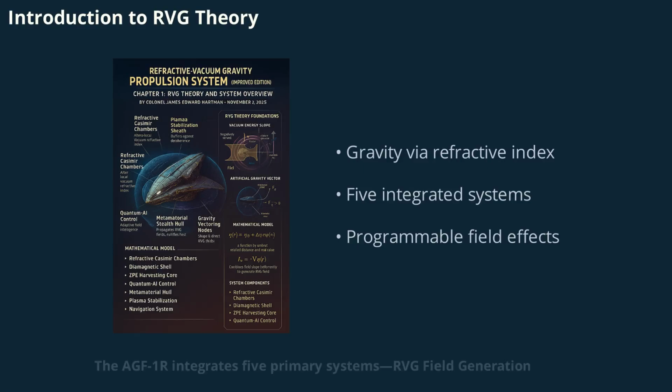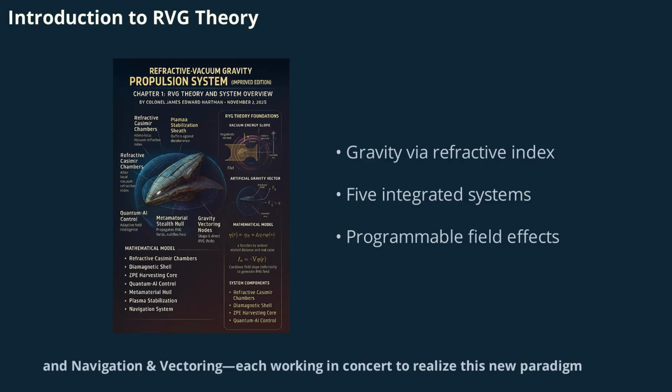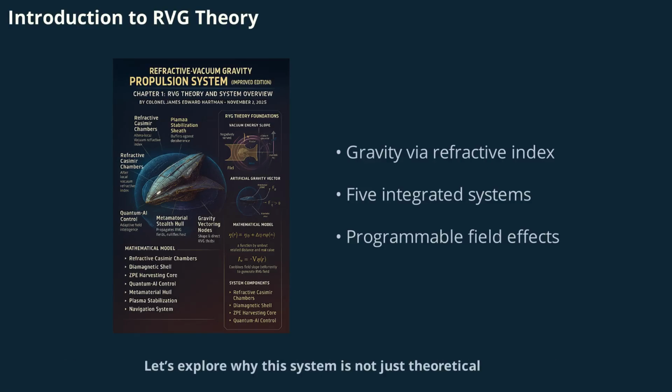silent, and inertia-free. The AGF-1R integrates 5 primary systems: RVG field generation, quantum AI control, metamaterial hull, plasma stabilization, and navigation and vectoring, each working in concert to realize this new paradigm. Let's explore why this system is not just theoretical, but a compelling subject for advanced scientific study.